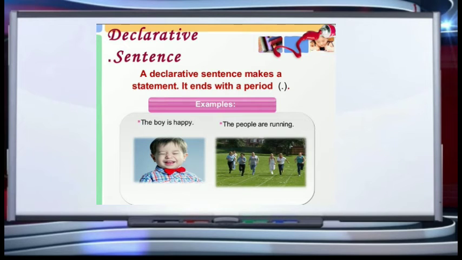Now, coming to the declarative sentence, a declarative sentence makes a statement. Right? It is a simple statement and it ends with a period. Period is a full stop. For example, the boy is happy. This is a simple statement. This is a declarative sentence declaring the boy is happy. The people are running. So these are the examples of declarative sentences.